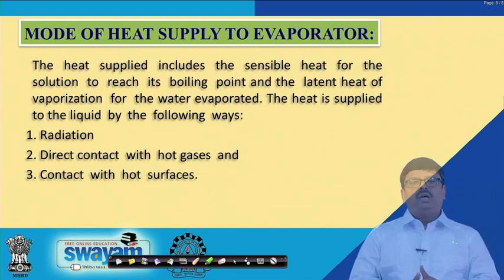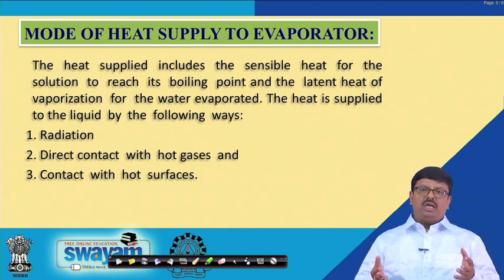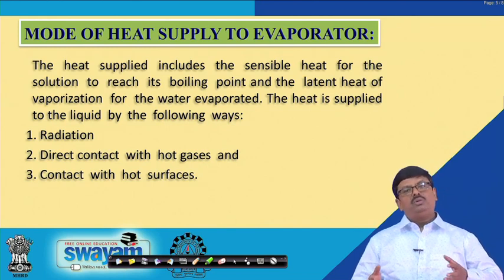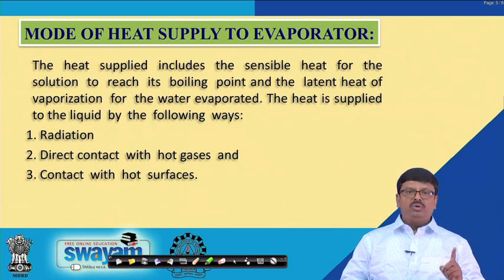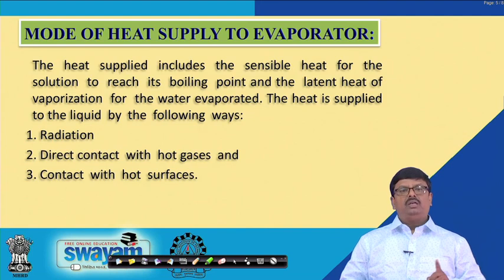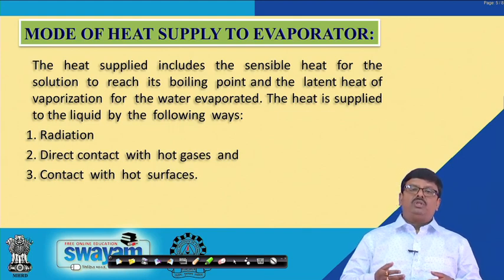So, the heat supplied includes the sensible heat for the solution to reach its boiling point and the latent heat of vaporization for the water evaporated. So, these are the two thermal energy items that we generally consider for the evaporation process to take place. One is sensible heat for the solution to reach its boiling point, and the second step is the latent heat of vaporization, which plays a very important part in the vaporization process.